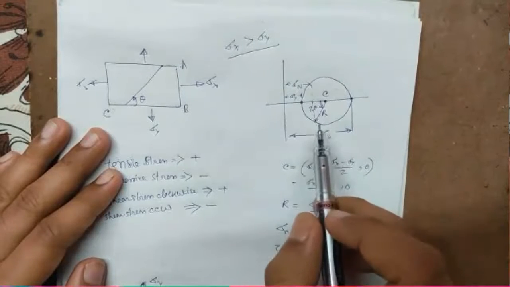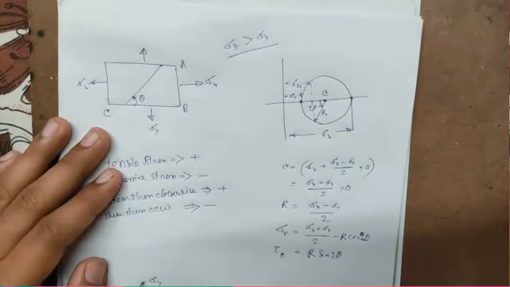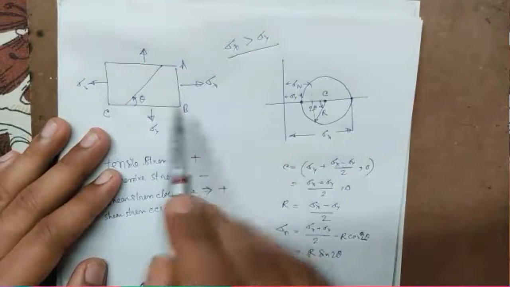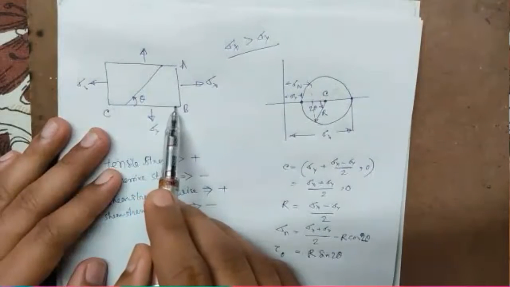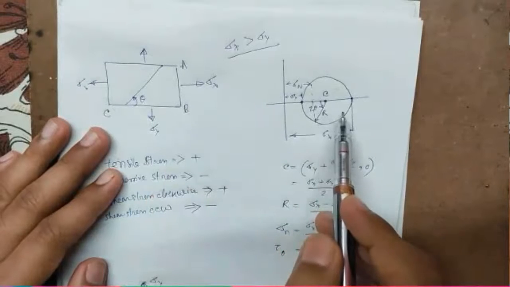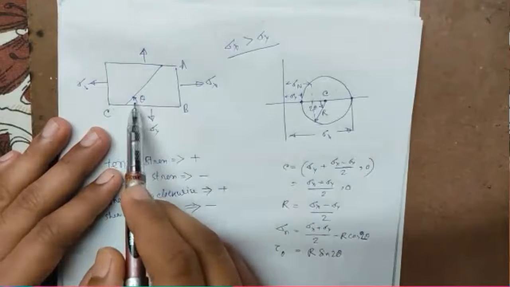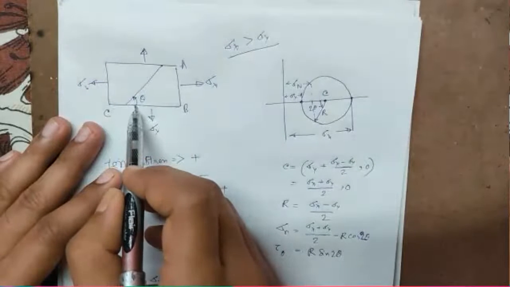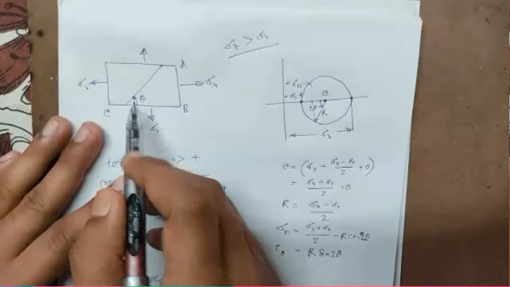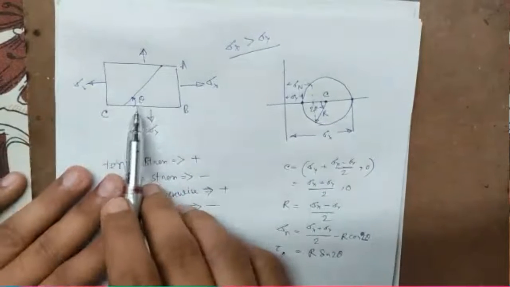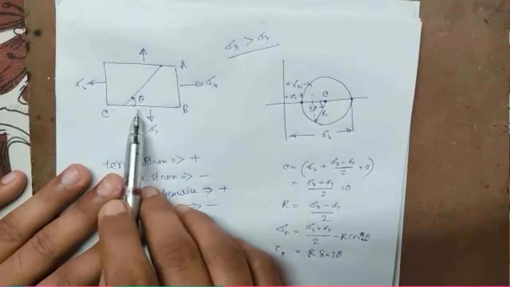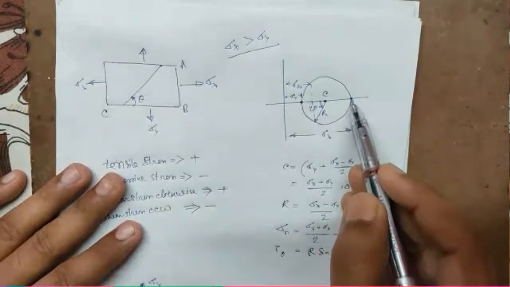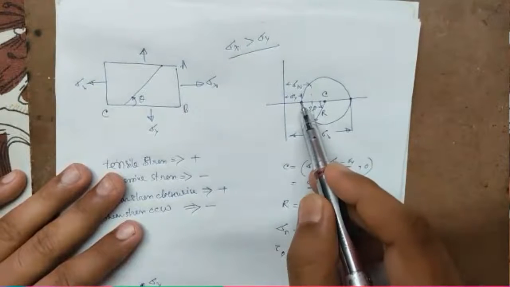Now, so we are getting AB and BC having 90-degree angle between them. So here they will be at 180 degrees. Here the angle made with this plane is theta counterclockwise. So our job is to find out the normal stress and the shear stress on this given plane. Now we will locate this sigma x here, sigma y here.